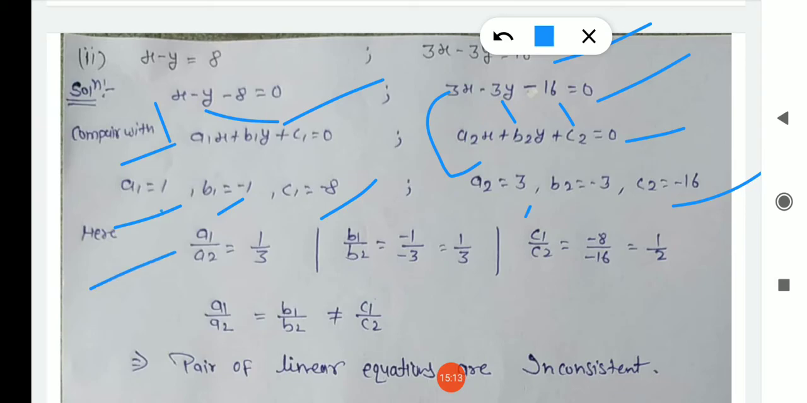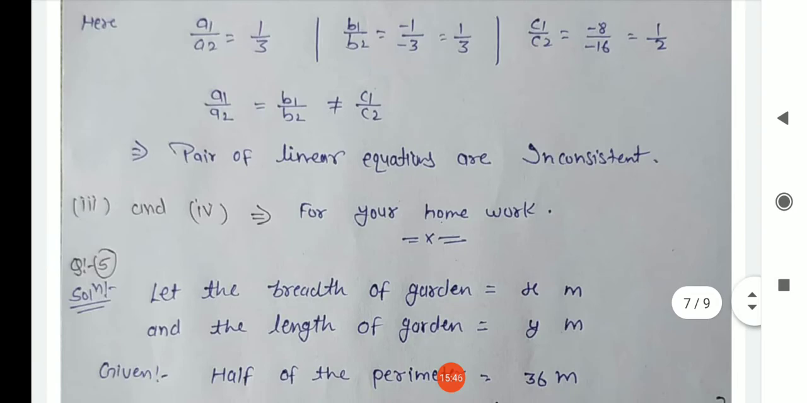Okay, so a1 upon a2 is what? 1 upon 3, b1 upon b2 is minus 1 upon minus 3, so again minus, minus cancel, so it is 1 upon 3, and c1 upon c2 is minus 8 upon minus 16, so minus, minus cancel, 8 1s are 8, 8 2s are 16, so 1 upon 2. Here a1 upon a2 is equal to b1 upon b2 because 1 upon 3 is equal 1 upon 3, but not equal to c1 upon c2. So pair of linear equation are inconsistent. If inconsistent, then you have to end the solution. Similarly do third and fourth for your homework.